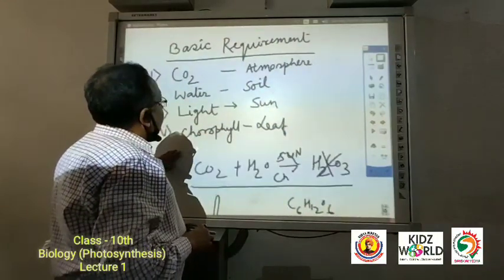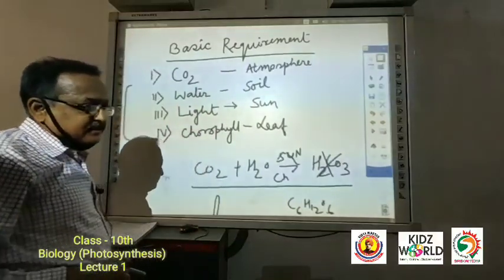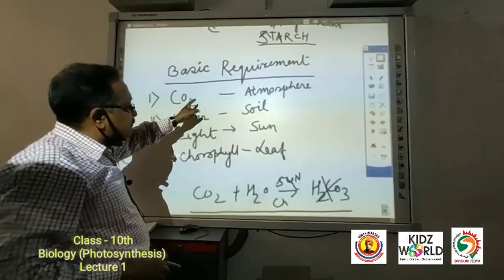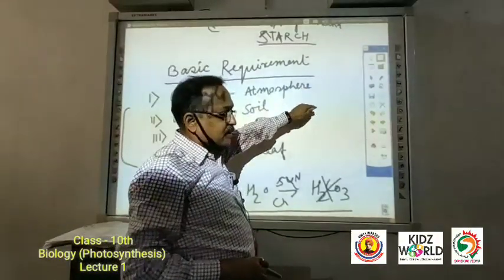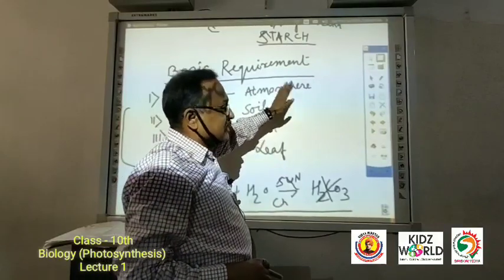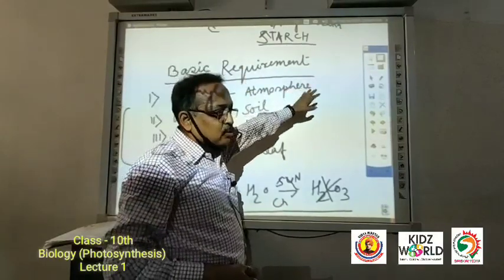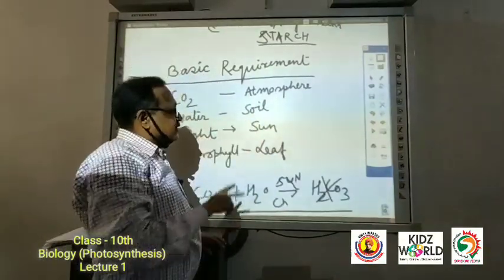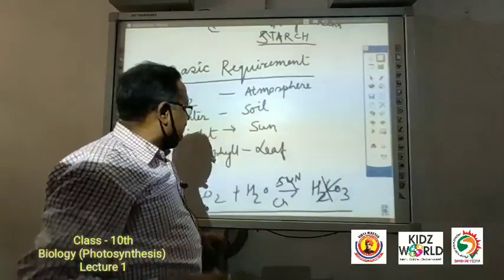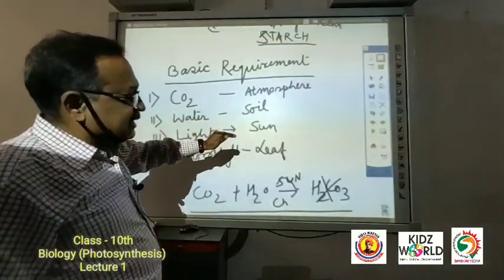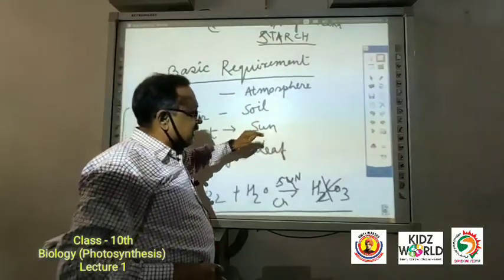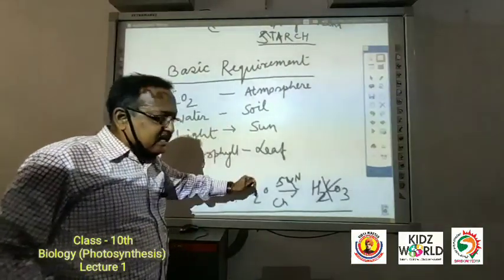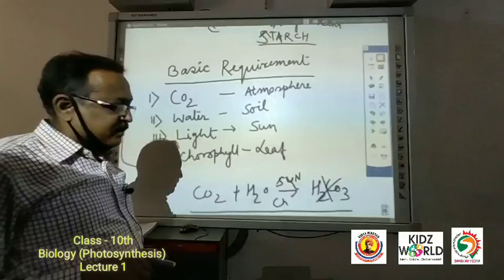Now, the basic requirements of photosynthesis. The basic requirement is carbon dioxide, which plants get from the atmosphere, and it reaches the leaf with the help of stomata. Water plants get through soil and it reaches the leaf through root capillaries. Light plants get from sunlight and it is absorbed by chlorophyll, and chlorophyll is present in the leaf in the form of chloroplast.